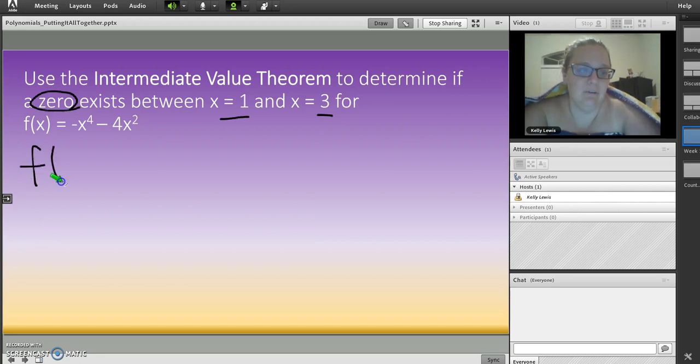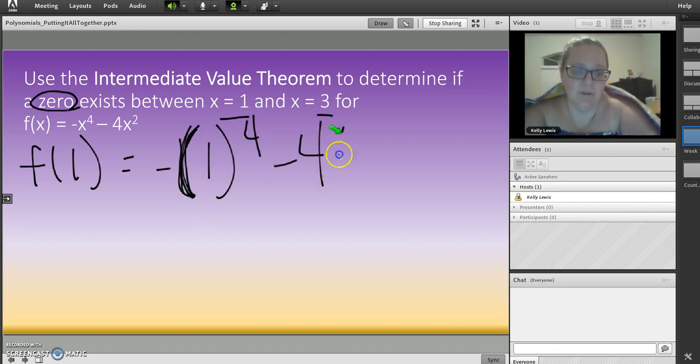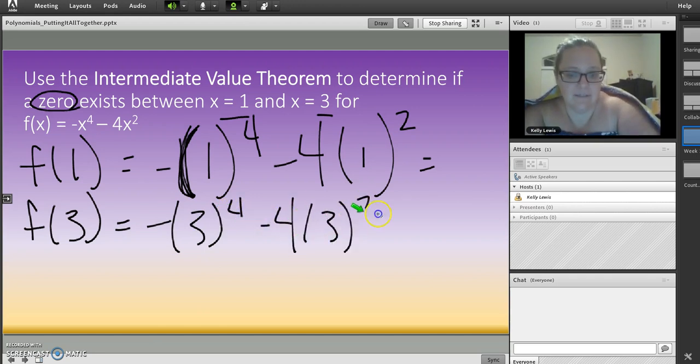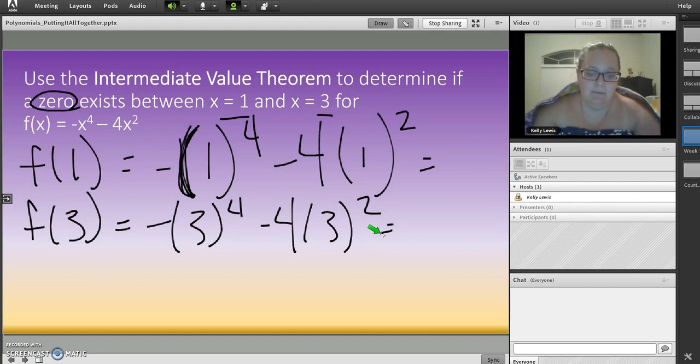All right, so we're going to say f of 1 is negative 1 to the 4th minus 4 times 1 squared. We'll see what that is. We're going to do f of 3: negative 3 to the 4th minus 4 times 3 squared. Okay, and I'm just going to type it in my calculator. Negative 1 to the 4th minus 4 times 1 squared, negative 3 to the 4th minus 4 times 3 squared.